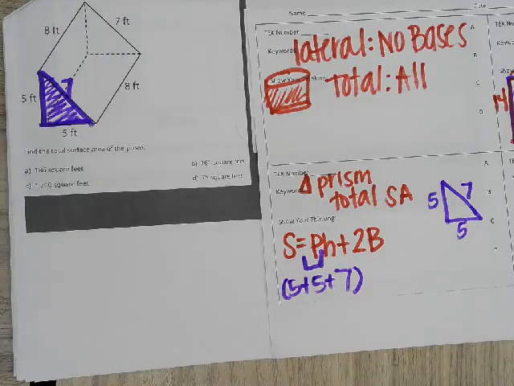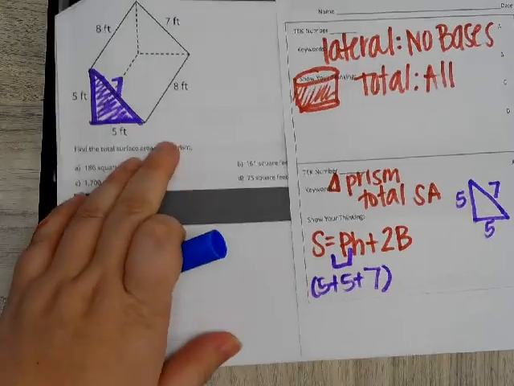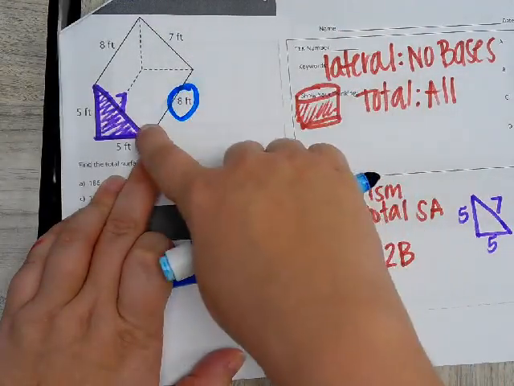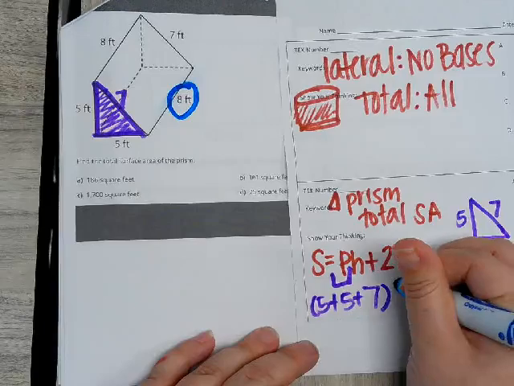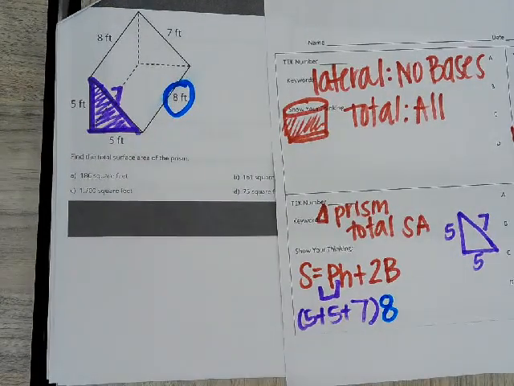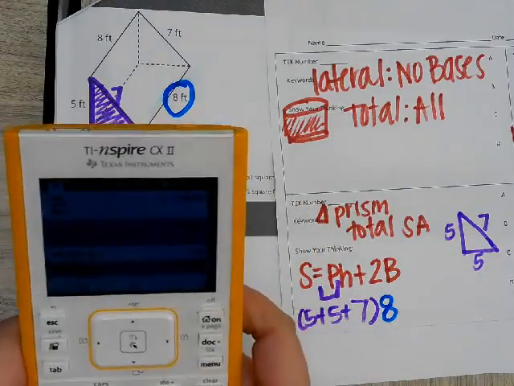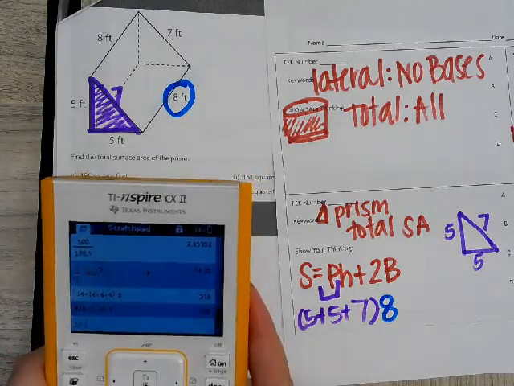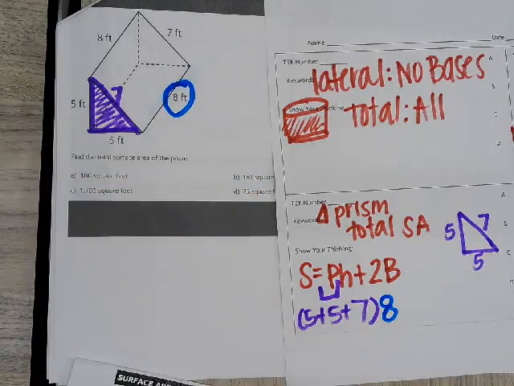Okay? If I notice from my figure, this is my height because my height is between my bases. So my height is 8. So let's go ahead and solve. 5 plus 5 is 10 plus 7 is 17. So 17 times 8 is 136.